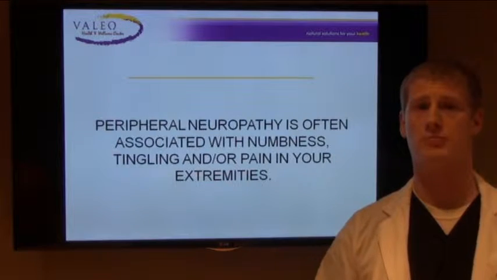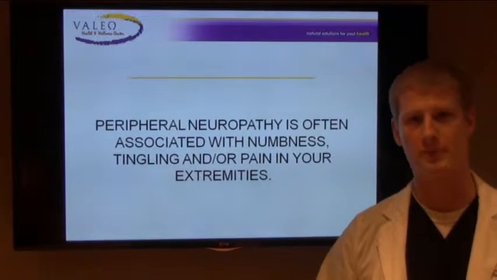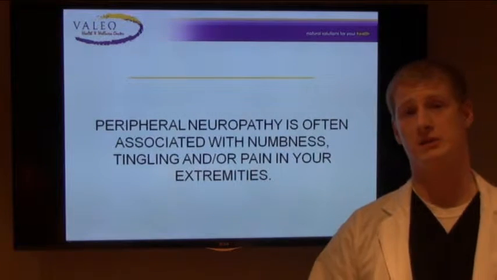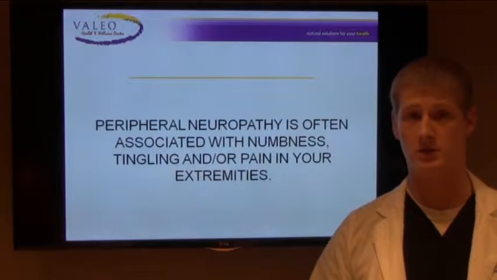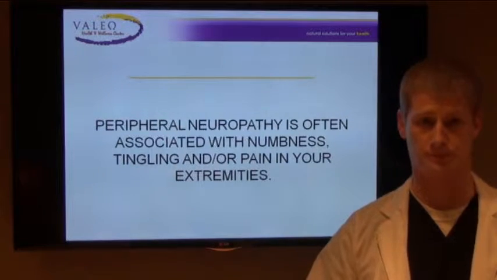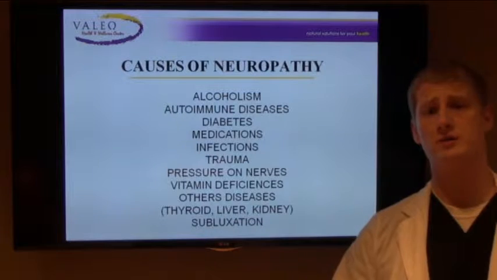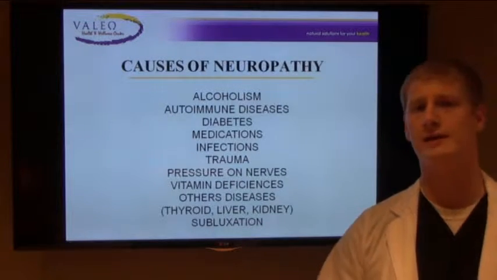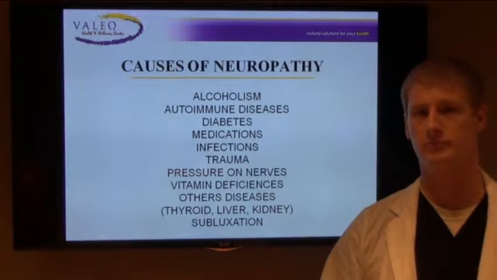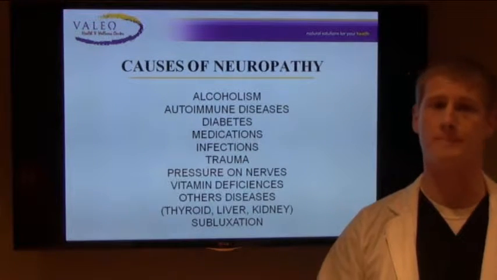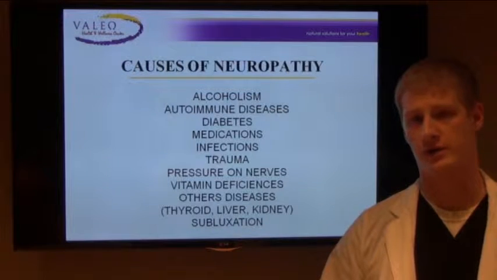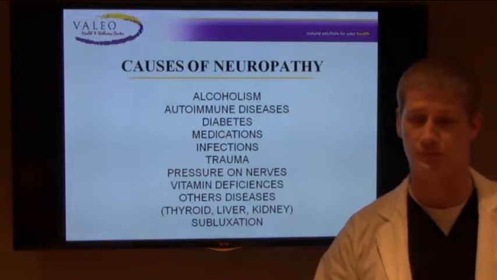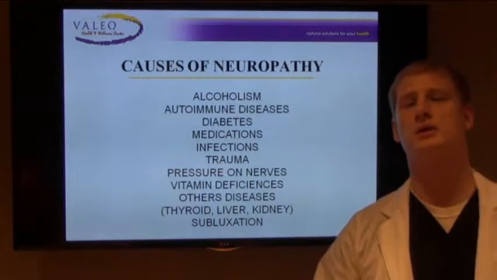Now typically a peripheral neuropathy is associated with numbness, tingling, or pain in the extremities. Could be a combination, might be one or the other. Some of the common causes of a neuropathy are alcoholism, autoimmune conditions, which are huge. Diabetes is another huge one. Infections, trauma, pressure on nerves, which are very common as well. Vitamin deficiencies are more common than you might think. And then the last one, subluxation.